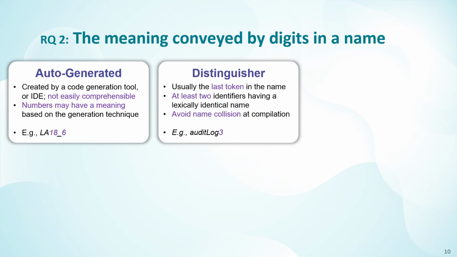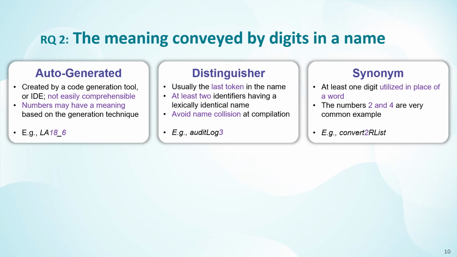Names that usually have a digit as the last token fall under the distinguisher category, where the digit performs the role of a distinguisher. Furthermore, there should be at least 2 identifiers having the same lexical name. Developers use such names to avoid name collisions at compilation time.